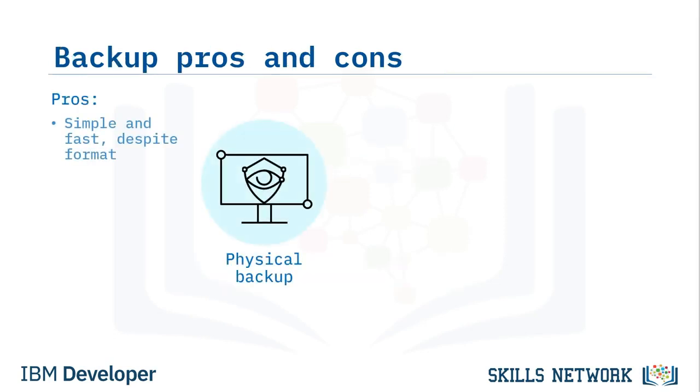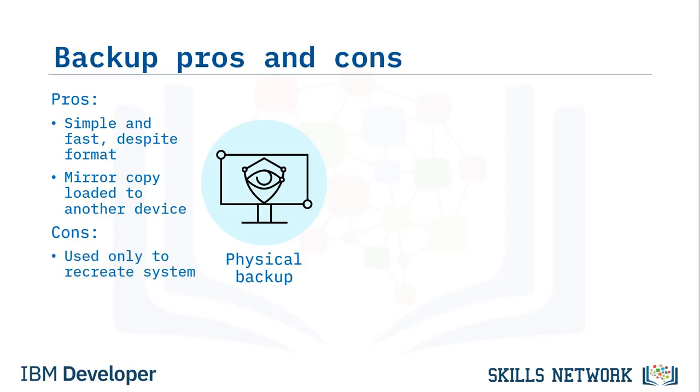Physical backups are simple and fast, regardless of the data format. The physical backup is a mirror copy that is loaded to another device. The downside to physical backups is that this type is typically used only to recreate the system at restoration and cannot do a full restoration if there are any missing files.